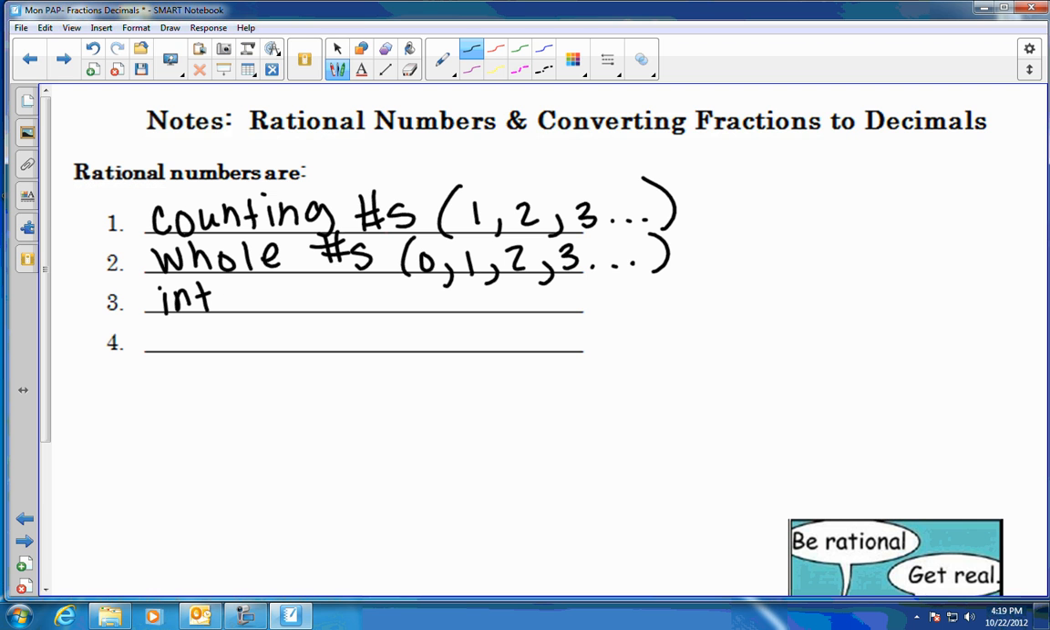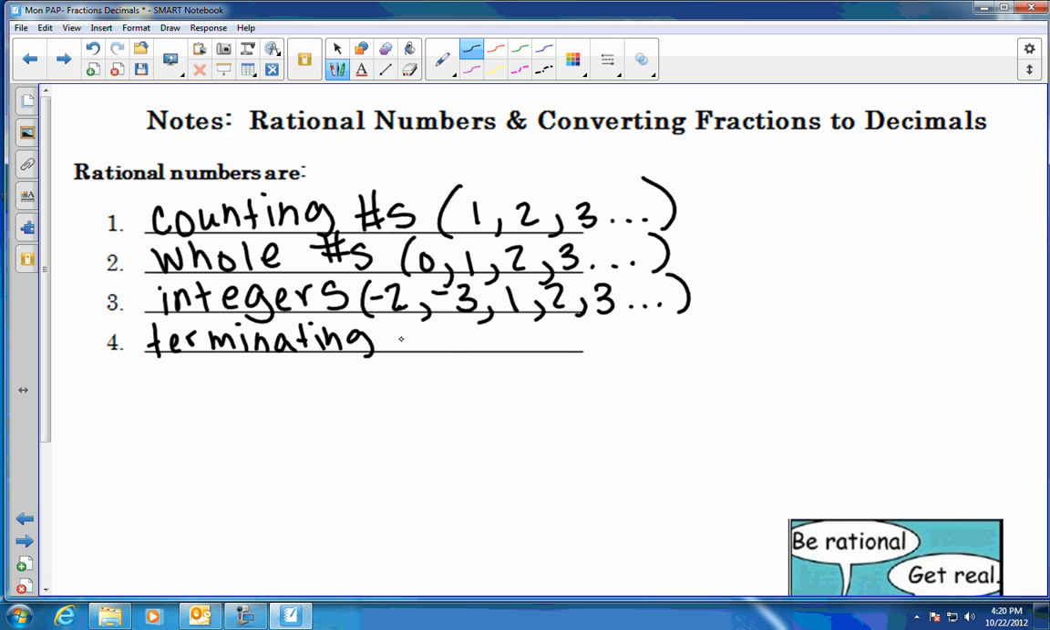Integers. So that's getting into your positives and your negatives. And then additionally, it includes terminating and repeating decimals. In other words, anything that can be written as a fraction.